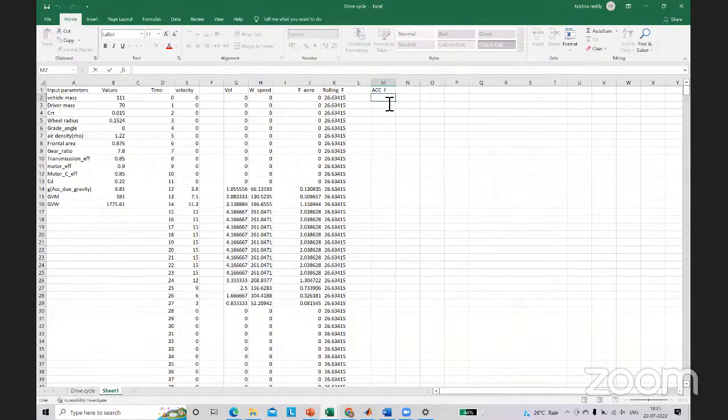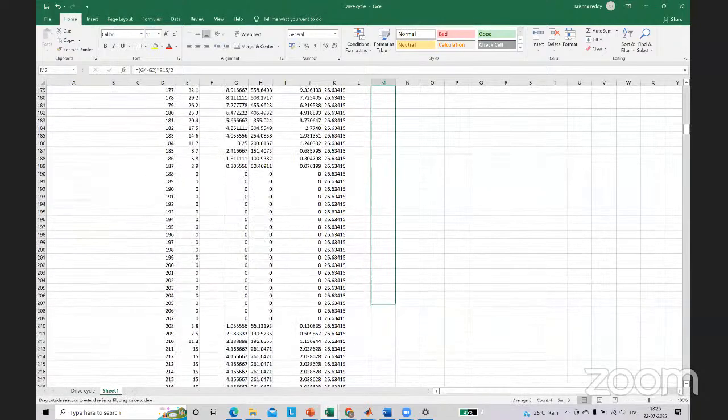Here what I will do is equal to, bring a bracket, V3, that is G4 minus G2, close bracket, multiply with GVM, divide by 2, say enter. Just drag, or if that doesn't work.